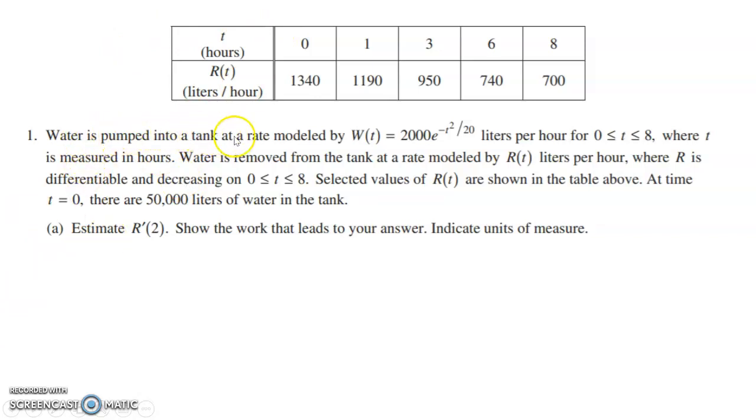So start from the beginning. Water is pumped into a tank at a rate modeled by this. So I'm going to box this and write in rate. It is in liters per hour. T goes from 0 to 8. That kind of matches this thing up here. T is measured in hours. Water is removed from the tank at a rate modeled by R of T. Oh, R of T is in the table above, right? So R of T is shown in the table above. This is R of T. So this is the remove rate. So I'll write out rate.